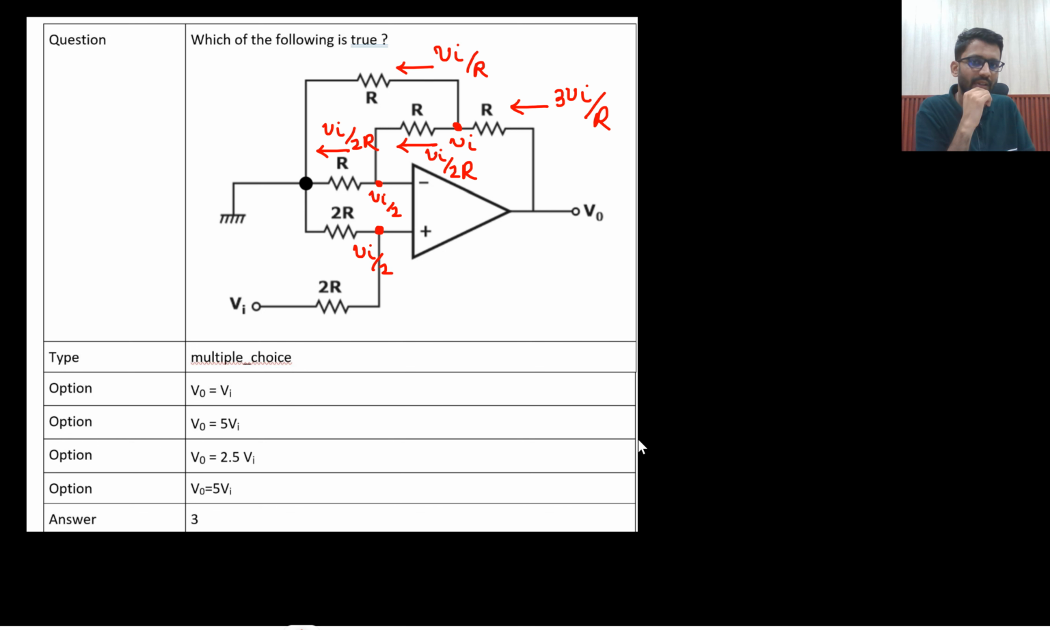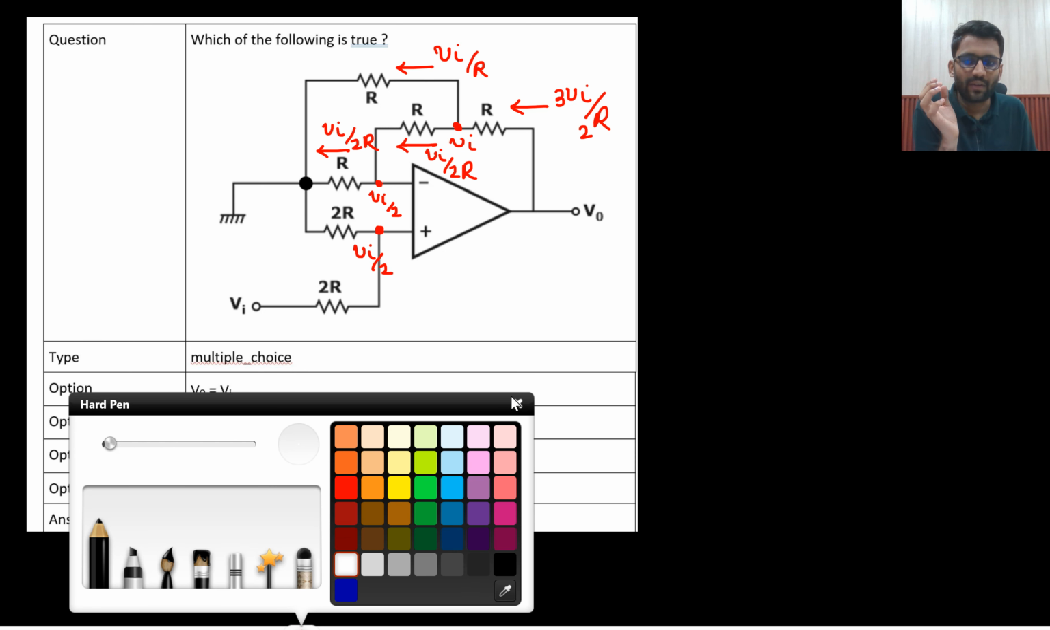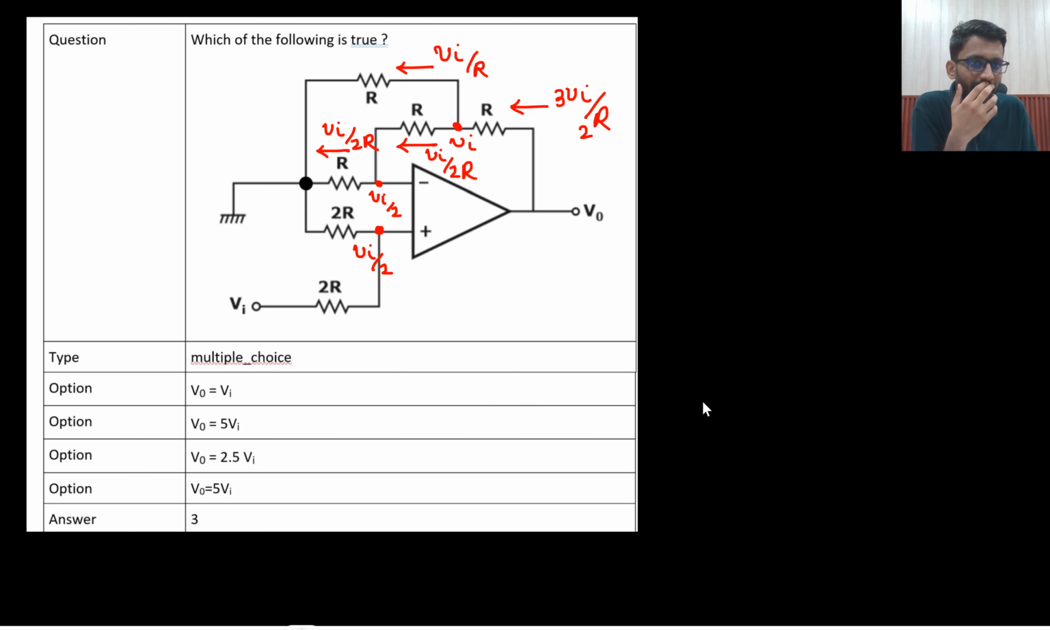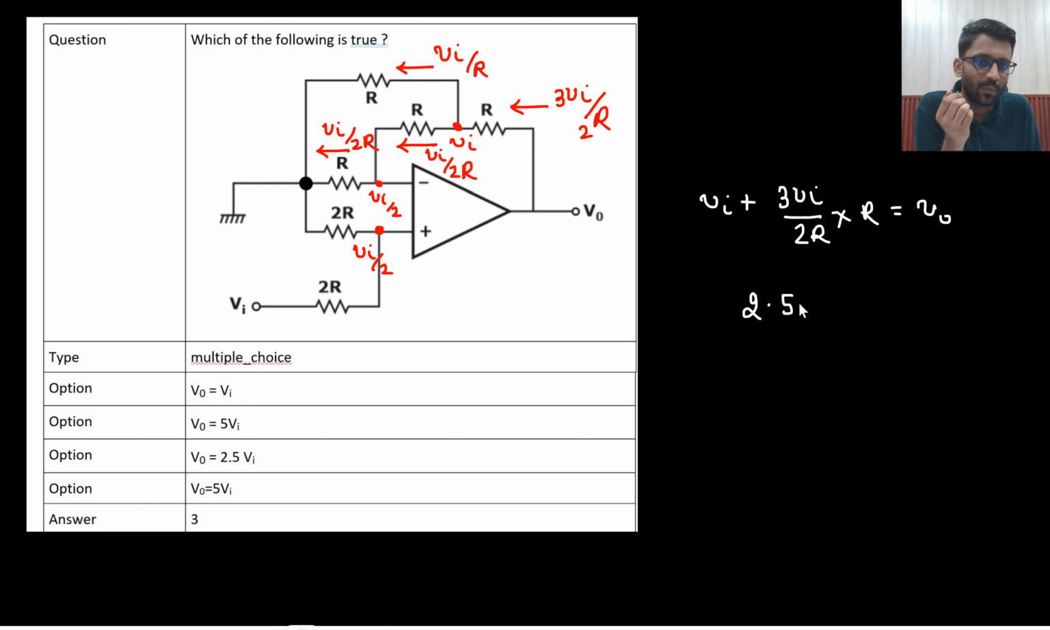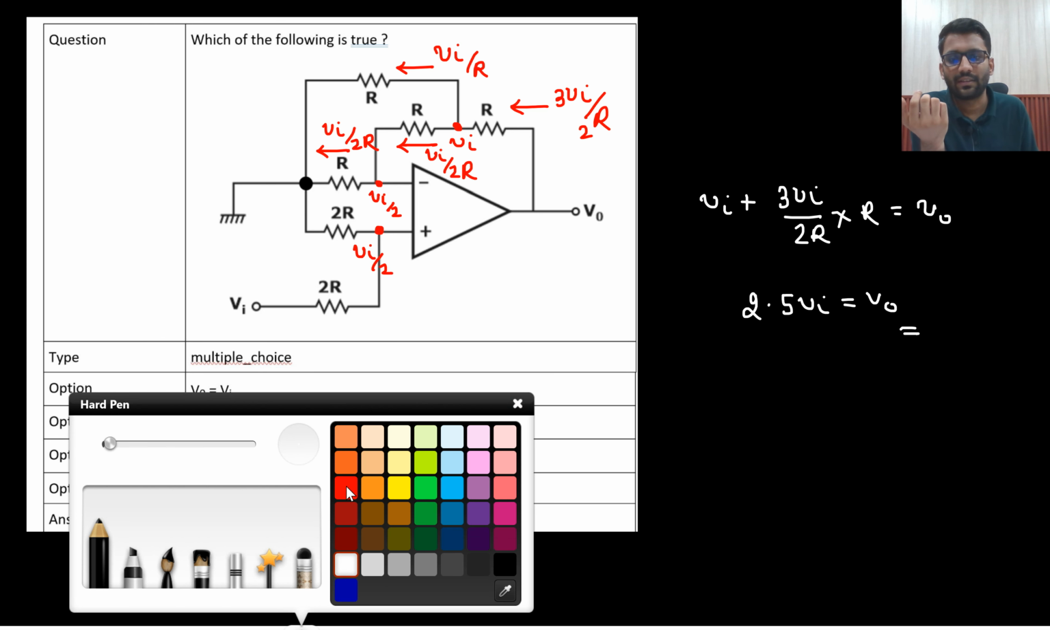Are you getting this point? 3 V in by 2R, sorry, because half V in by R plus V in by R, so 3 by 2 V in by R. Now can you write down the potential of V naught? Yeah, certainly I can write down. How will I write down? V in plus 3 V in by 2R into R is equals to V naught. So 2.5 V in is equals to V naught. That's it. This is the answer.